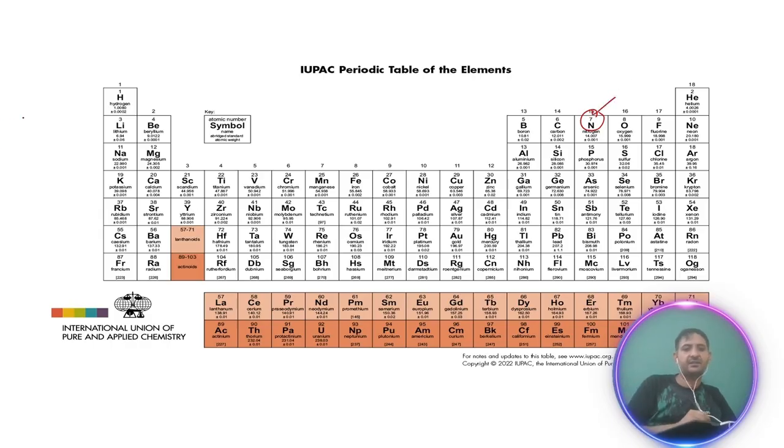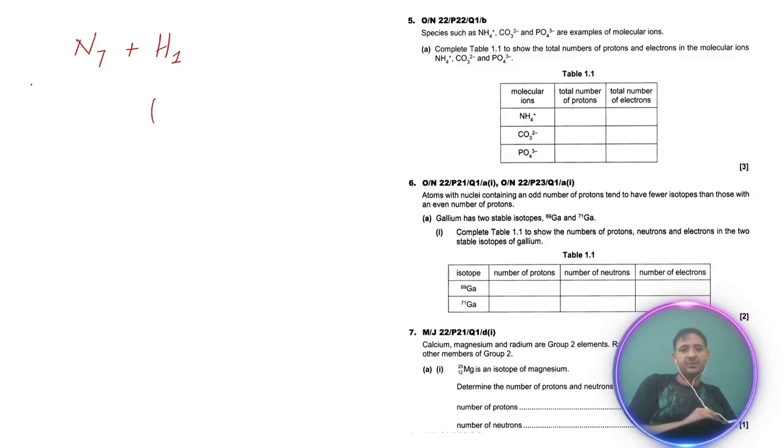And here we have hydrogen, one proton. So we have NH4 with a positive sign. Nitrogen has 7 protons plus hydrogen has 1, and there are 4 hydrogens. So 7 plus 4 is 11. The total number of protons is 11.